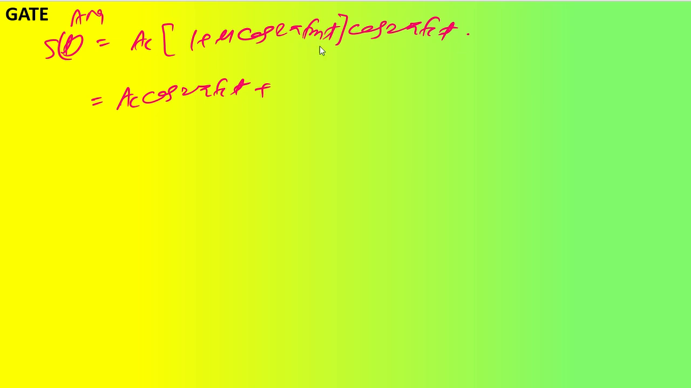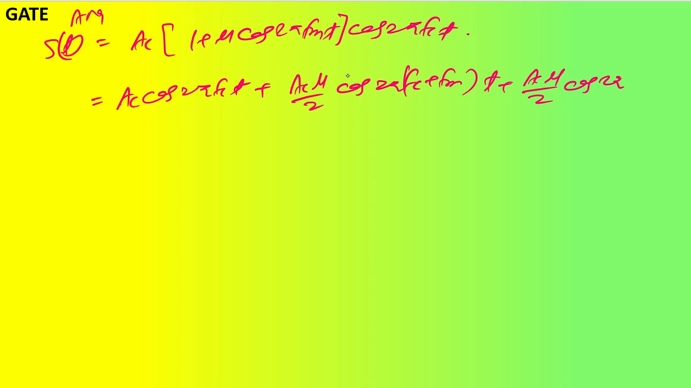So cos A cos B can be written as half of cos (A plus B) plus cos (A minus B). This is how we get Ac into mu by 2 cos 2 pi (fc plus fm) t, plus Ac into mu by 2 cos 2 pi (fc minus fm) t. So this is the very good thing that we have.